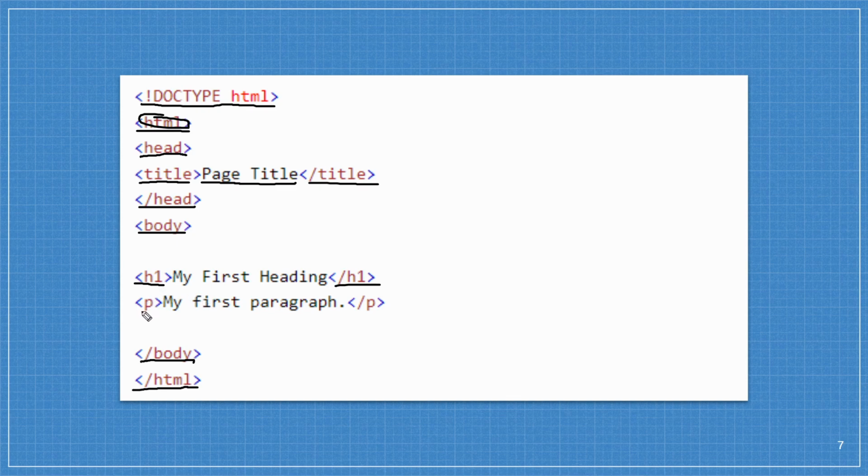Also, we have our P tag and our closing P tag. This is what we call a paragraph tag, and you can just put general text in this tag. In this tag, it says my first paragraph. So on our screen, we would see my first paragraph. And for our heading tag, it says my first heading. So we would see my first heading on the web page. It might be a little confusing, but let's show you how this looks on a web page.